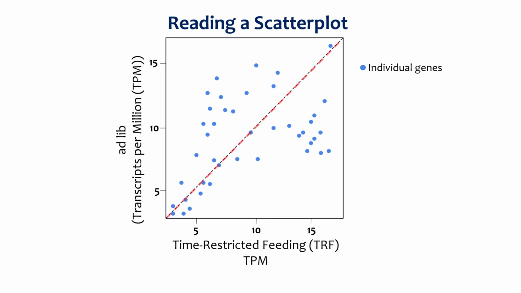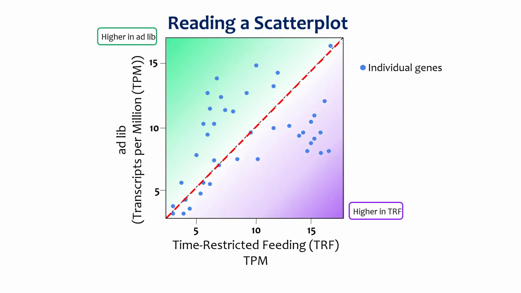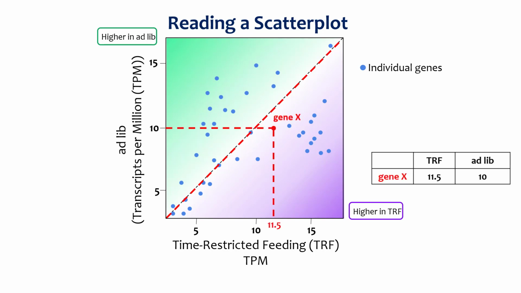Genes that lie on the 45-degree line are expressed equally in both samples. Genes that lie above the 45-degree line have greater expression in mice fed ad libitum, and genes that lie below the 45-degree line have greater expression in the TRF mice. As you can see in the scatter plot, gene X has a TPM of 11.5 in TRF mice and a TPM of 10 in ad libitum mice. Thus, gene X is more highly expressed in TRF mice. The same type of representation can be made for levels of proteins or metabolites in proteomics or metabolomics experiments, respectively.